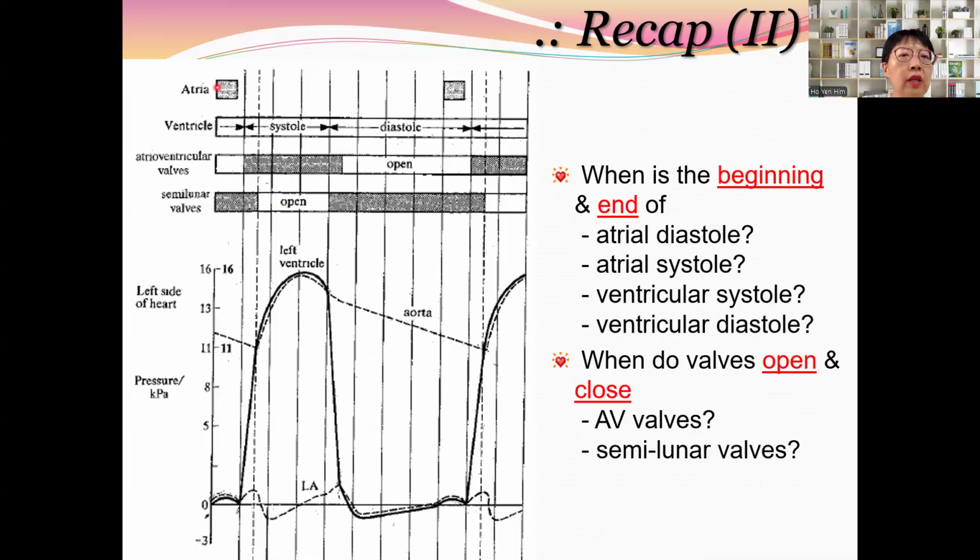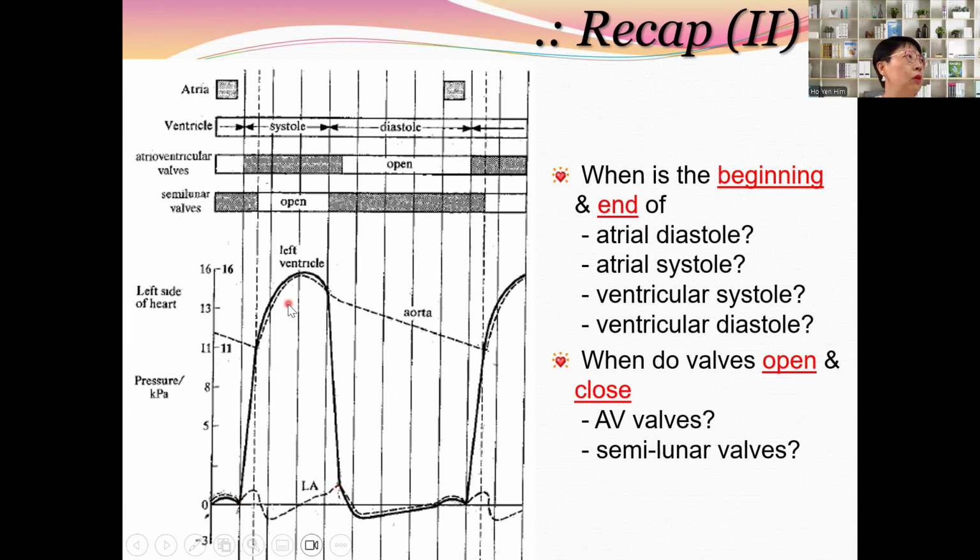So atrial systole here. Atrial systole, you see the graph goes up and down. So this is atrial systole. Ventricular systole, the graph goes up and down to here. So this is ventricular systole. What about AV valve closed? AV valve closes here, the point where the two lines become different, until it becomes the same here, where these two lines become the same. So closed from here to here.